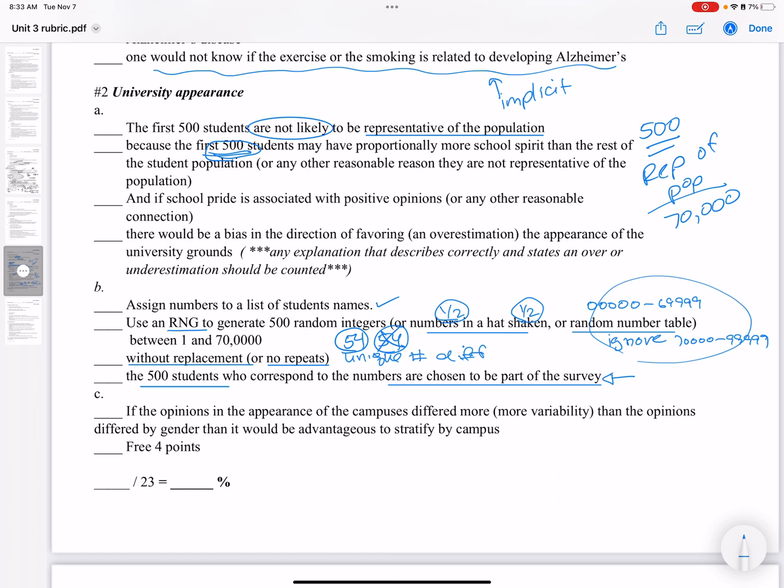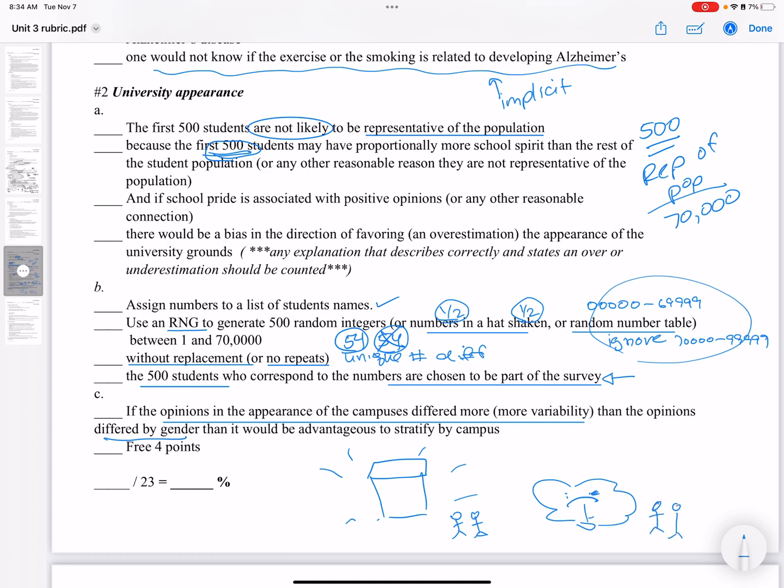The last one, basically you need to say that if there's more variability by campus versus by gender, then it would be advantageous to stratify by campus. Meaning you have campus 1, and let's say it's very, very pretty, and campus 2 is very ugly. And then you have girls and boys at both places.